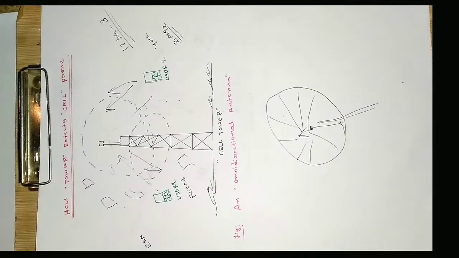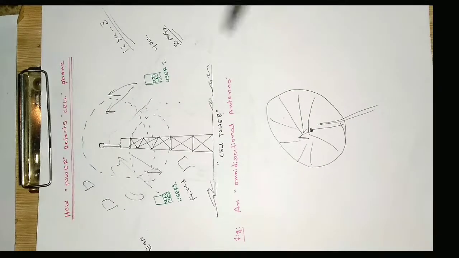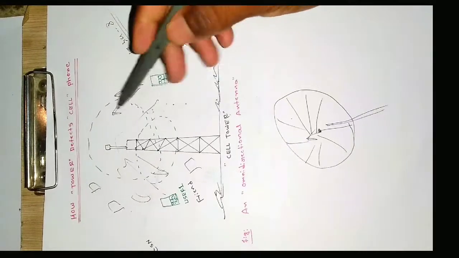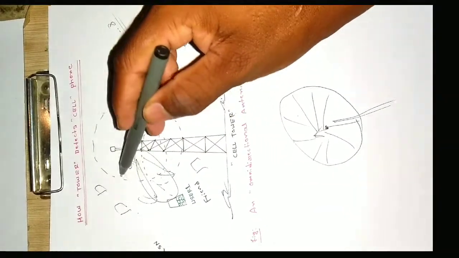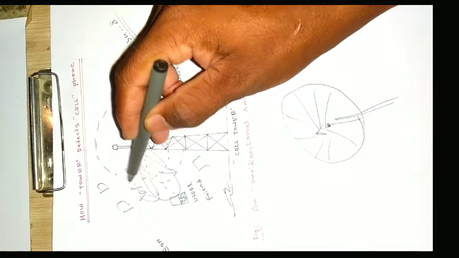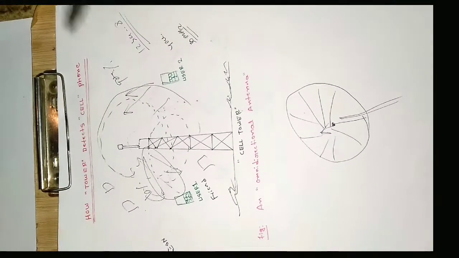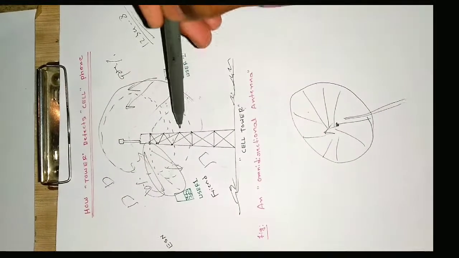So what is the problem with this type of antenna? The problem is it is spitting out energy in all directions, but we want energy only in this direction, and this is only 10% here. So 90% of the energy which it has thrown is lost because there is no receiver for this energy.